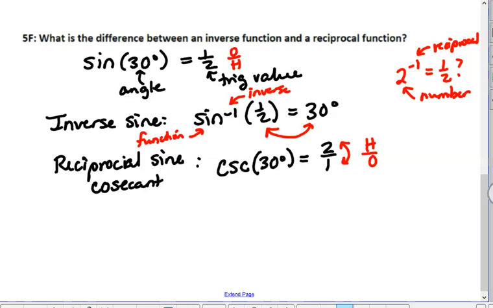And so remember that we do not take the reciprocal of 1/2 when we do the inverse function for any trig value. We don't take the reciprocal of the trig value. We just switch the trig value and the angle. So this is not the way I want you to think when you see the inverse symbol right here.